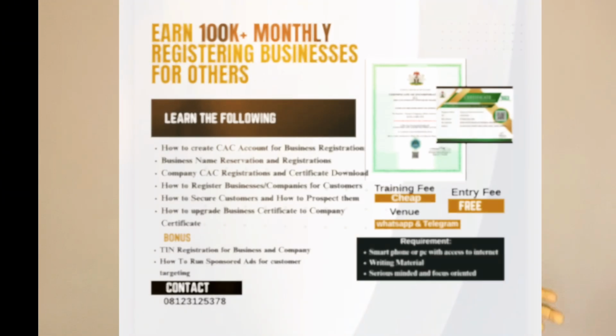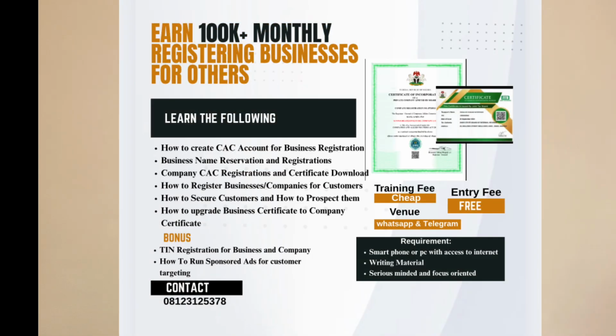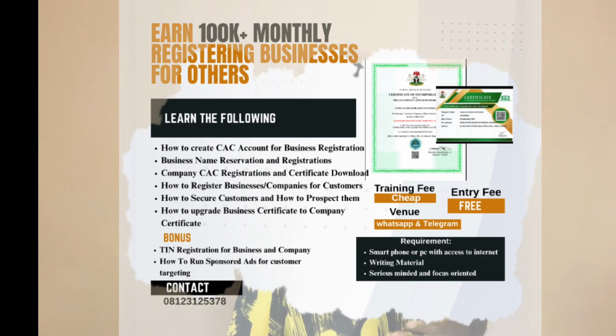That's why we have created a video, or a class, that teaches people how to carry out a smooth registration for themselves and for others. Even if you are not an accredited agent, you can register for other people, or even if it is just for yourself or your business, you can still take this course. It's just for a token, and you will learn everything about the Corporate Affairs Commission and how to carry out a smooth registration for yourself and for others.